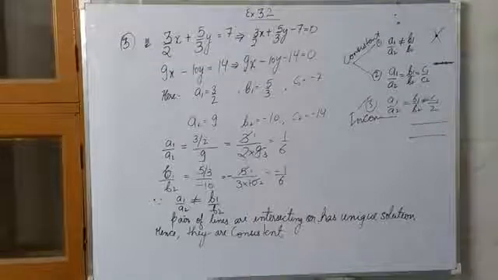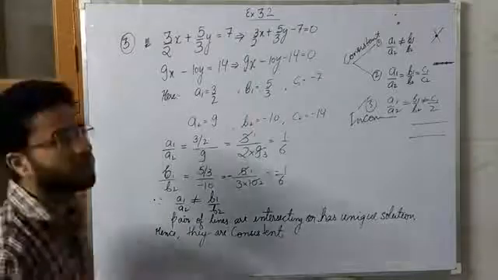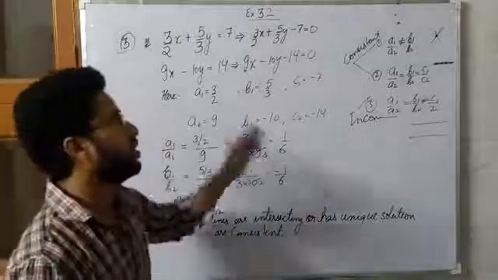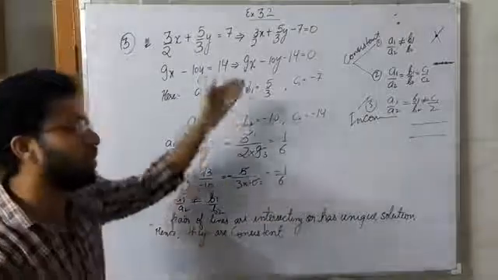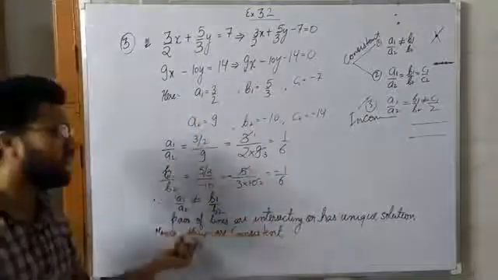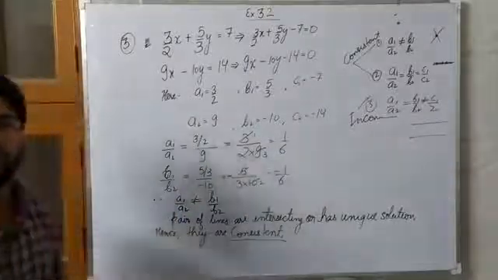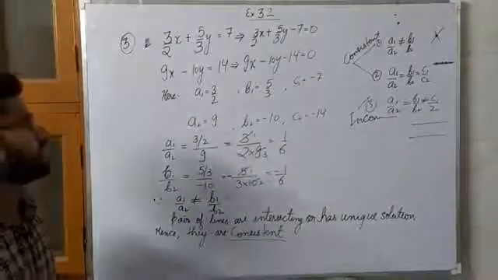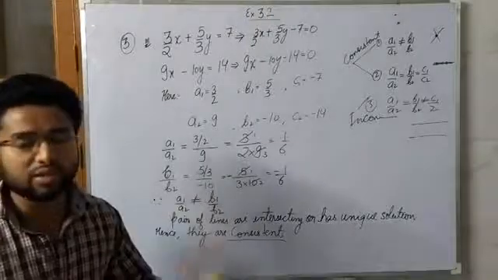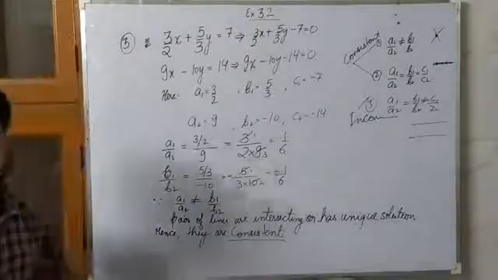In question number 4 also, what you are supposed to do, you need to check the consistency of the following pair of linear equations. So again, you will check like this only, and if the pair of lines are consistent, then what you need to do, you need to draw their graphs also, right?